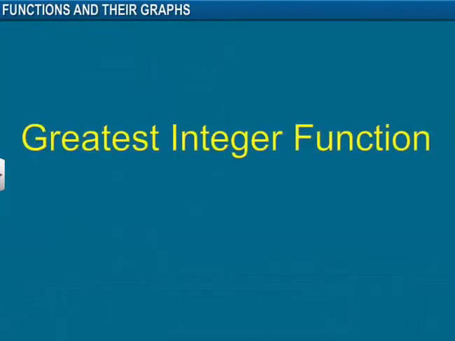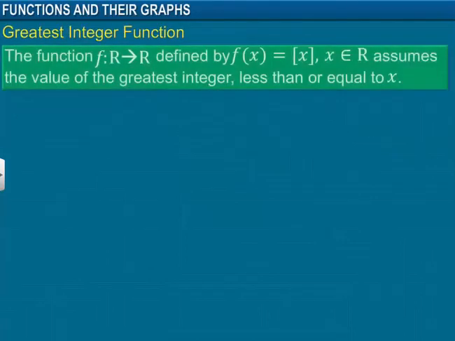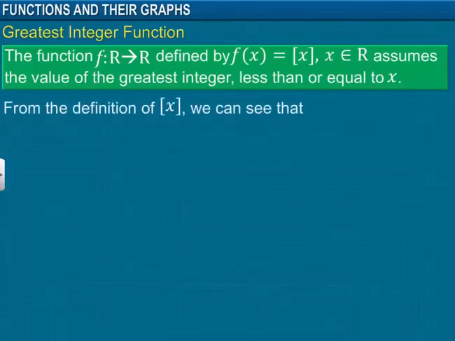Now, let's discuss the last function, called the greatest integer function. A function f from R to R, defined by f of x is equal to the greatest integer less than or equal to x for all x belonging to the set of real numbers. Such a function is called the greatest integer function. From the definition, its value is equal to -1 for x greater than or equal to -1 and less than 0.